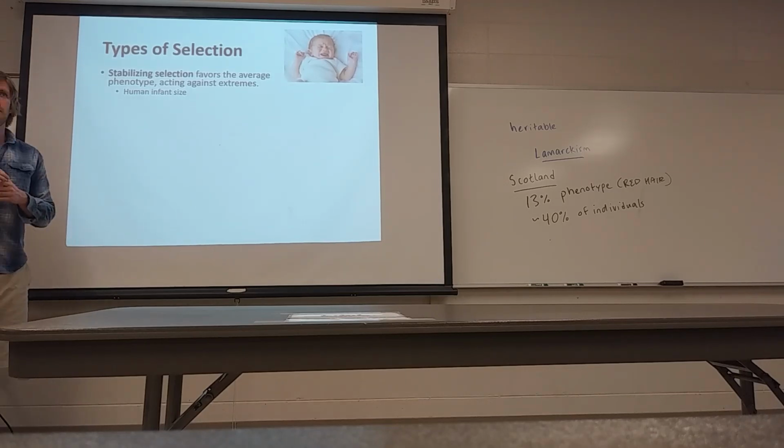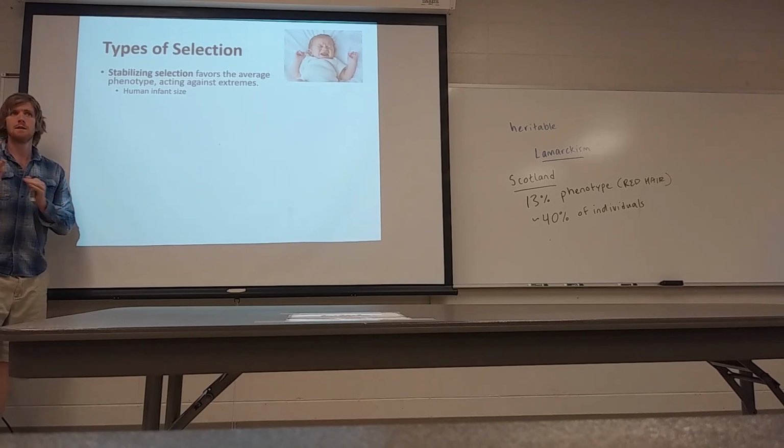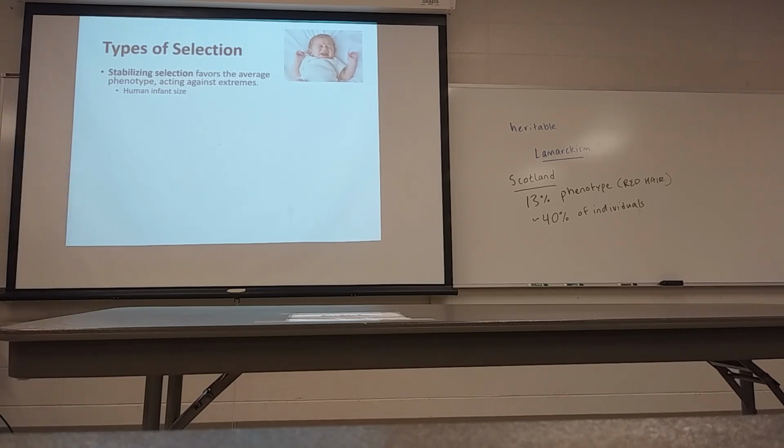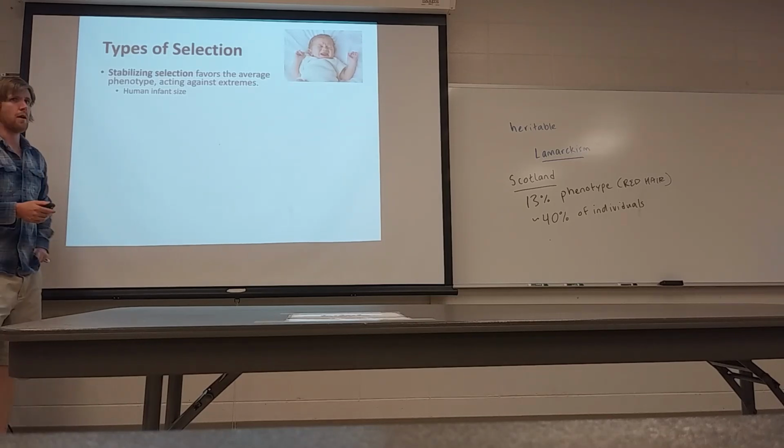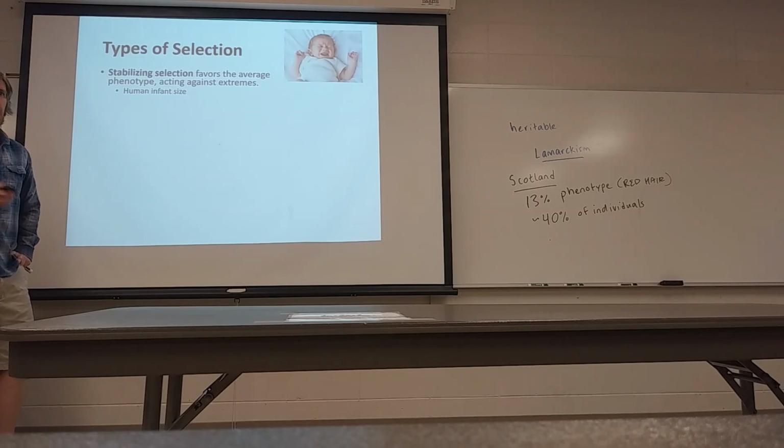Babies that are very large when born can cause a lot of health issues potentially for the mother, but babies that are too small can have a lot of health issues for the infant. And so human infant size over time has favored that intermediate or average phenotype. I believe around 5 to 7 pounds is the average human baby weight.